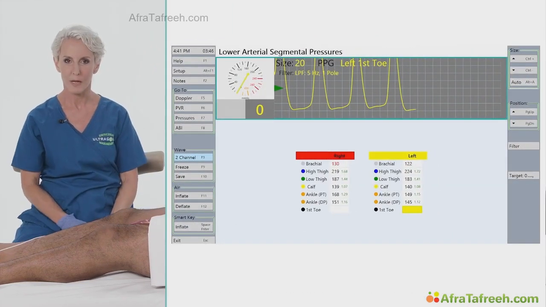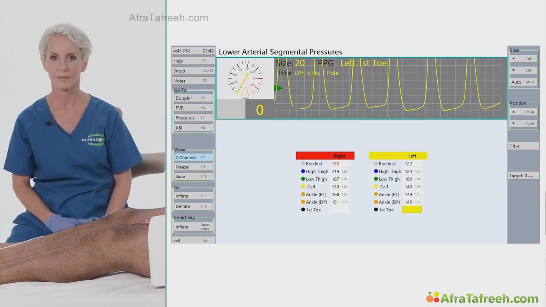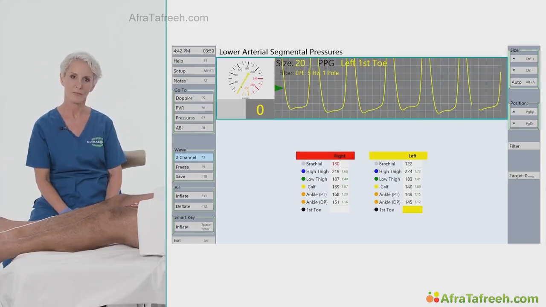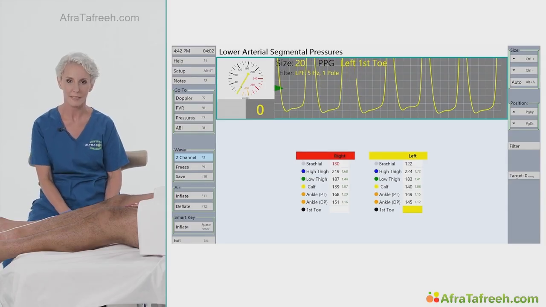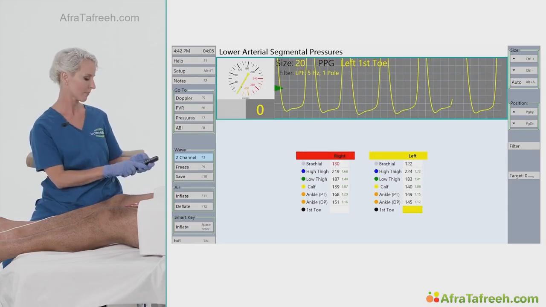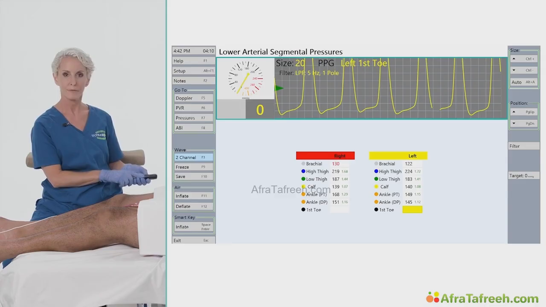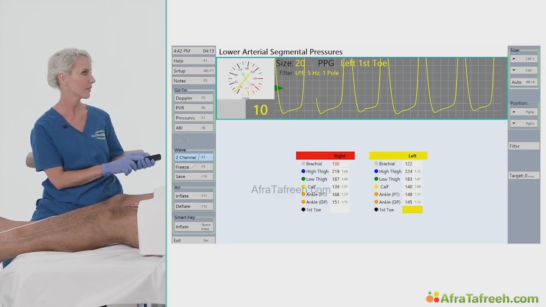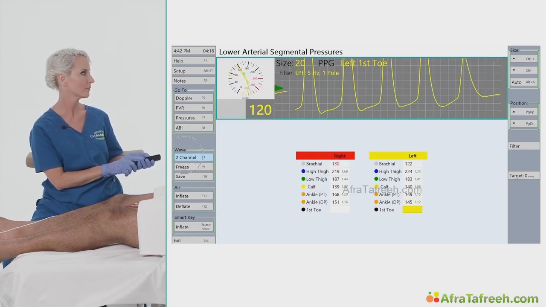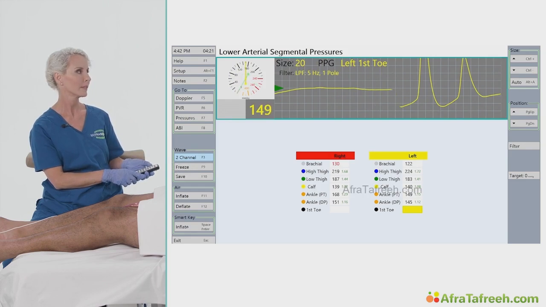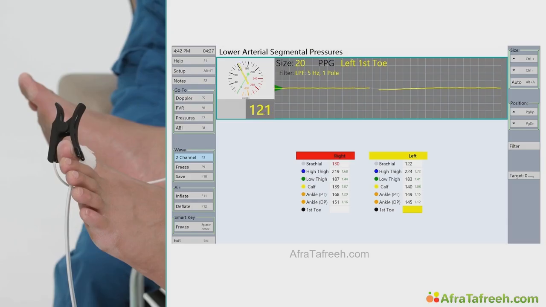So instead of listening for Doppler, we use the visual on the screen to take our blood pressure. We want to make sure that we have a nice waveform that's big and easy to see running across the screen. And then when you're comfortable with what you see and it's stable, go ahead and inflate the cuff. Inflate until the waveform completely disappears. And watch for the return. Remember, this is purely visual. There's nothing to hear. It's simple observation of the return of the waveform.